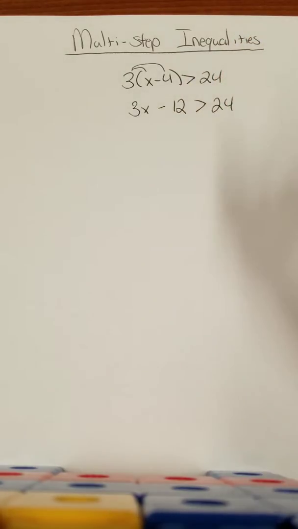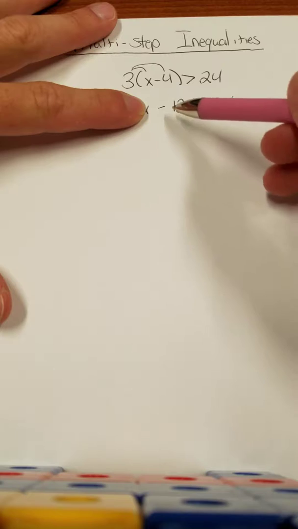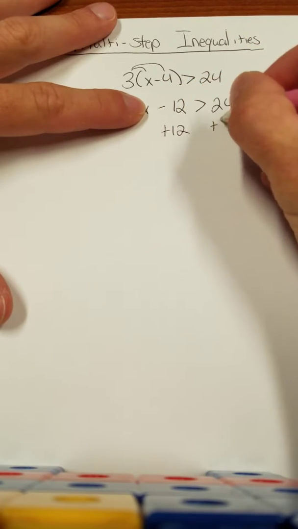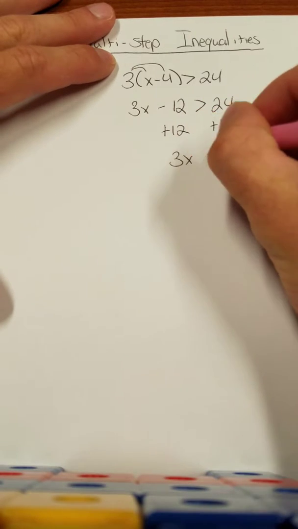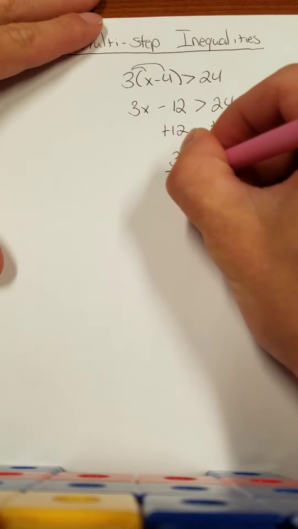Okay, now we need to work with the thing that's furthest away from our variable. Our variable's there. So we need to work with the thing furthest away. That would be the negative 12. So if I'm subtracting 12, the opposite of subtracting 12 is adding 12. 3x greater than 36. Now once I'm here, divide both sides by 3.